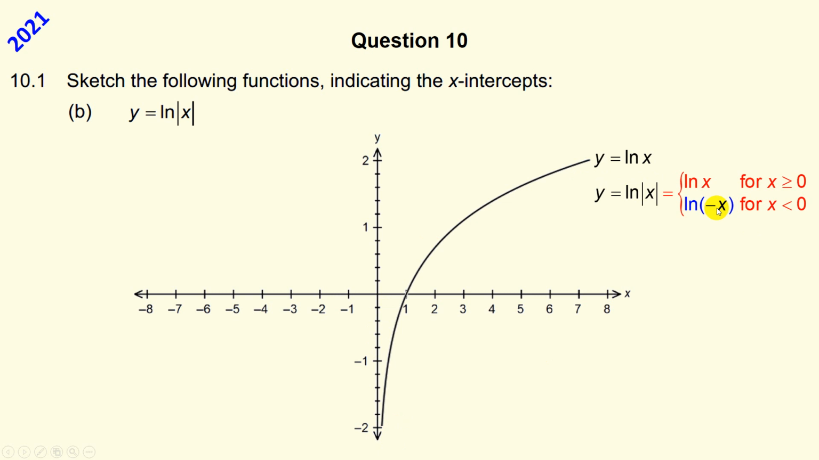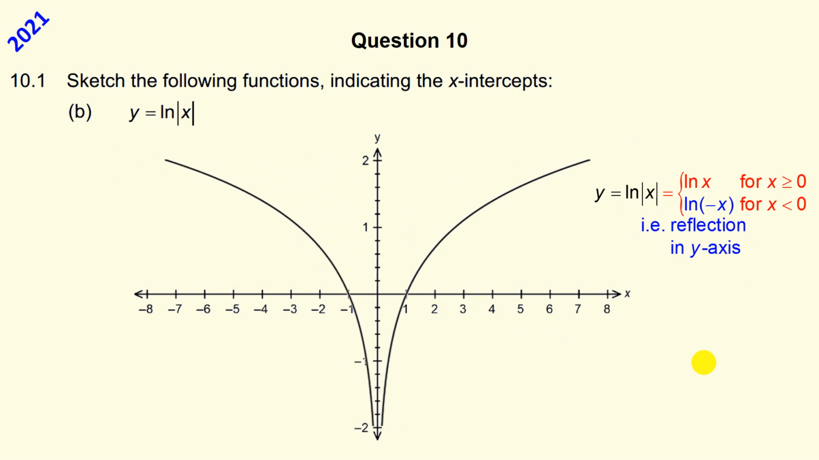But the graph y equals ln negative x is a reflection of that here. And when x is less than 0, we have the reflection. So this reflection is also part of this graph. So there's our graph of y equals ln absolute value of x.